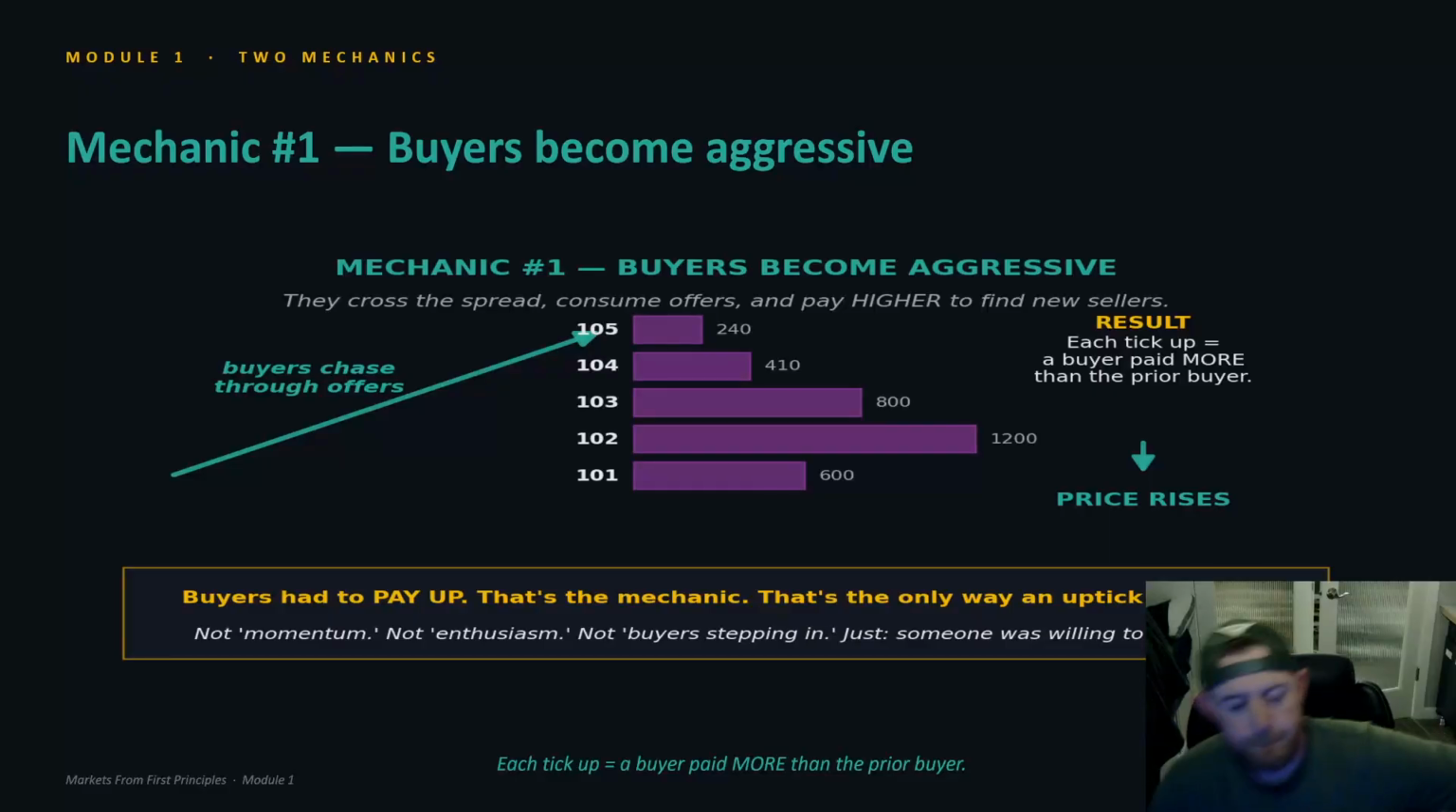Okay. Mechanism number one. You have buyers who become aggressive. They want to buy. So mechanically, what that means is buyers cross the spread. They consume offers in the queue. We will go much further into this, but this is a simulated order book. We'll talk about the order book later and what that actually represents, and look at it in real time. But this basically shows you orders at different prices.